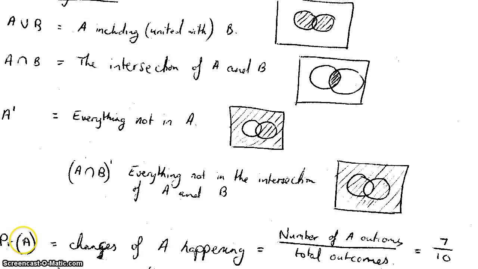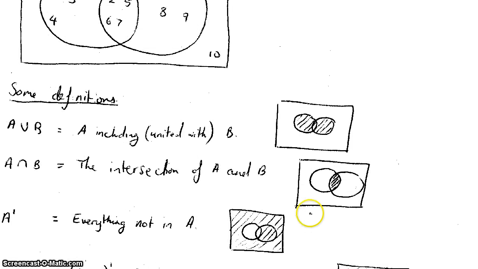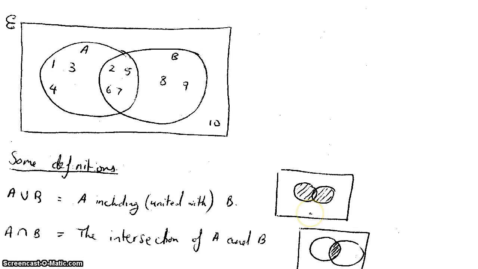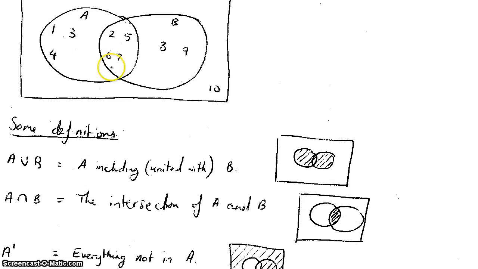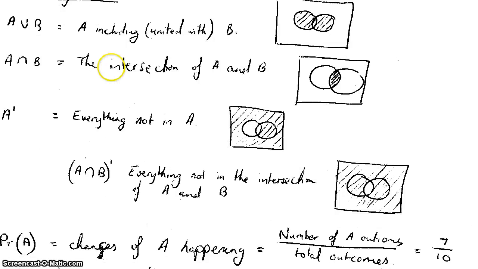So if I have this, probability of A, that means the chances of A happening. So the number of A outcomes over the total number of outcomes. Now back in our example before, we had 1, 2, 3, 4, 5, 6, 7. So it's basically 7 out of 10. That's the probability of A occurring.